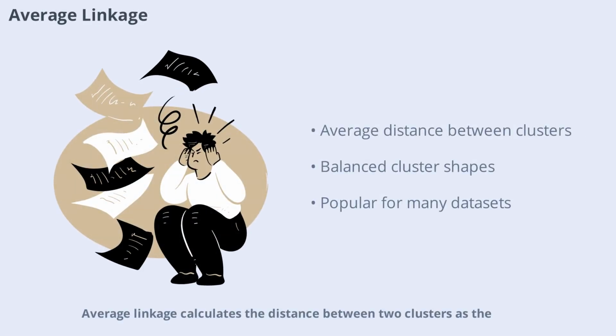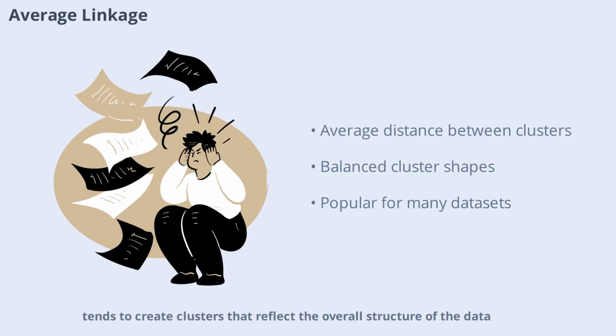Average linkage calculates the distance between two clusters as the average distance between all pairs of points in the two clusters. This method strikes a balance between single and complete linkage, often producing clusters that are neither too elongated nor too compact. Average linkage is a popular choice for many applications because it tends to create clusters that reflect the overall structure of the data.